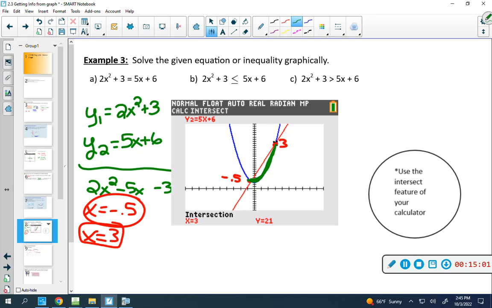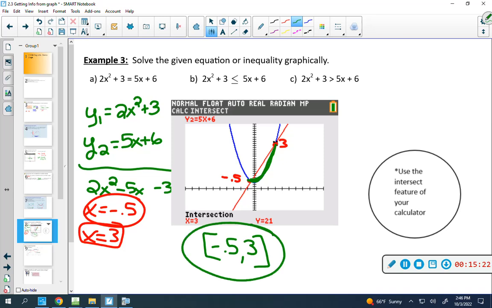Now again, we're solving for x. I have this whole range of answers for x. Anything from negative 0.5 to 3 is below my red line. So that's going to be my answer. I'm just going to go interval notation, negative 0.5 to 3.